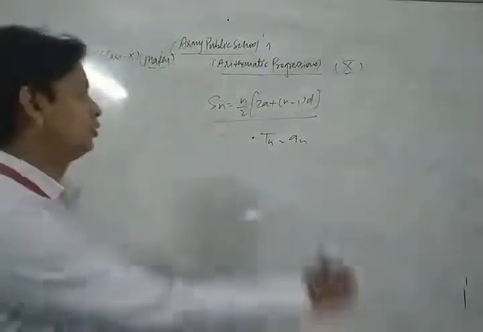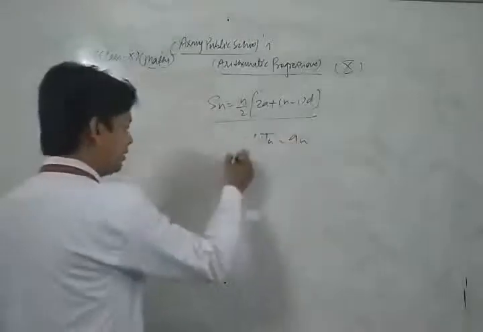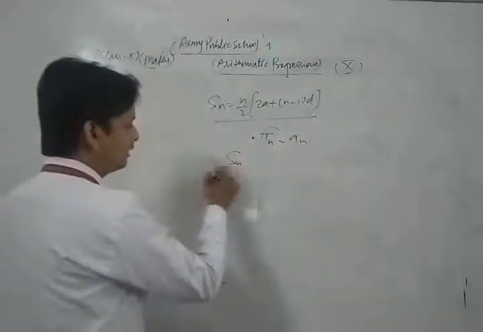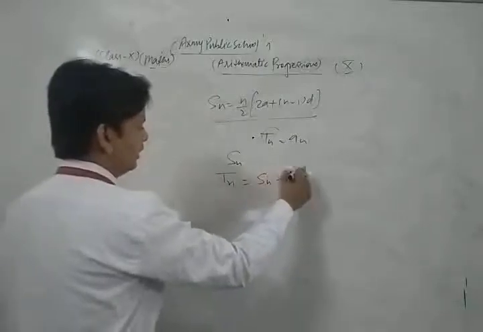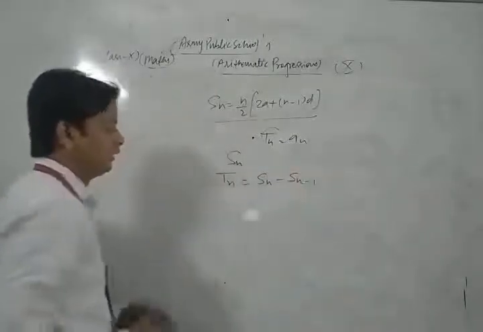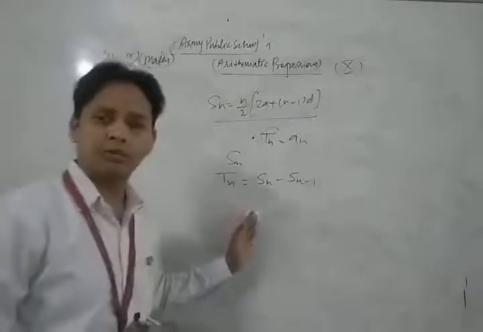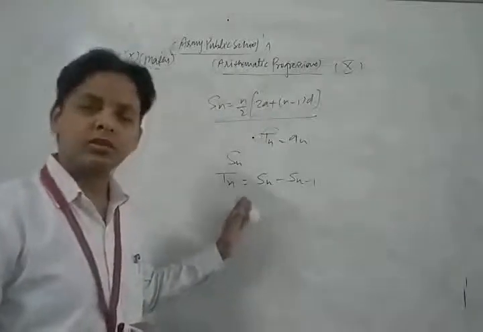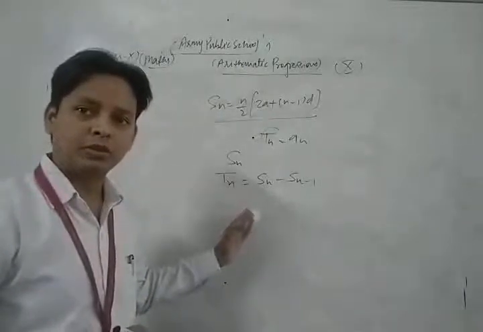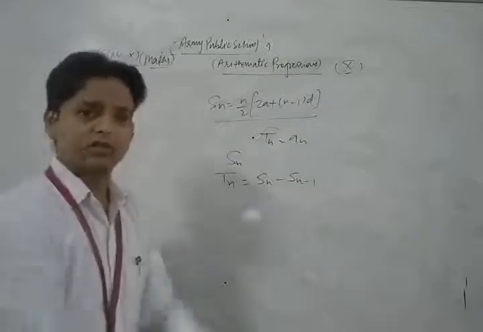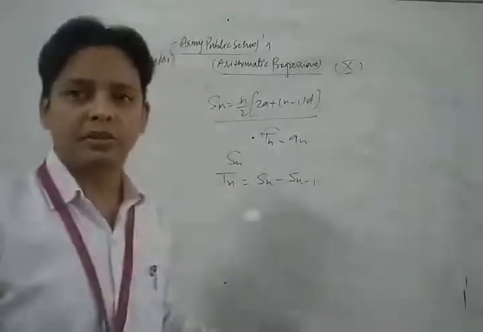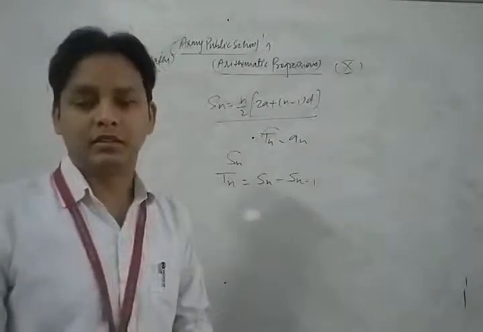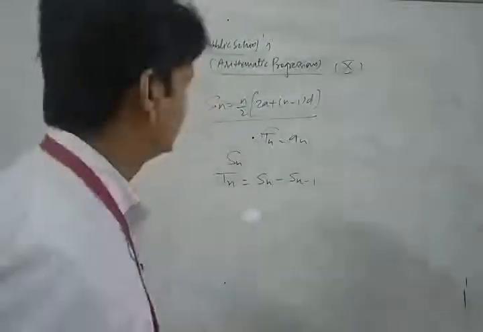Okay, so if the sum of n terms is given, then you know that the formula to find the nth term is equal to Sn minus Sn minus 1. We discussed that formula in the previous class, so this is also one of the most important formulas related to your syllabus. Now in today's class we will solve some important questions based on this formula. Let's see, dear students.